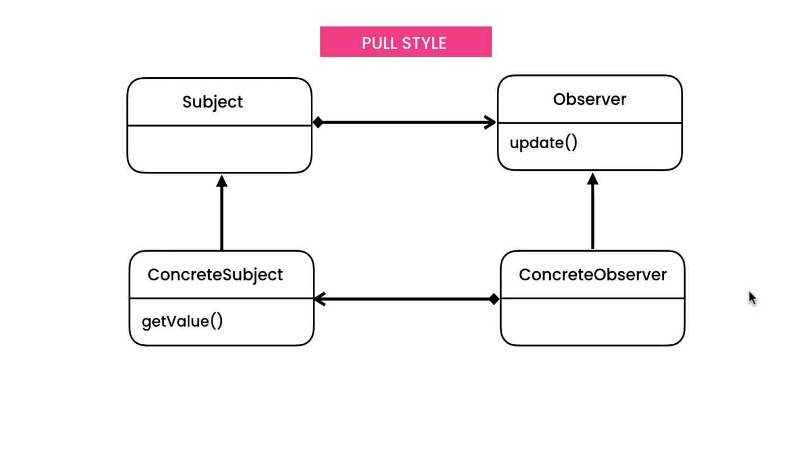In reality, there is no zero coupling in software. We always have some kind of coupling. But what matters is the direction of the coupling or the direction of the relationship. In this case, even though there is coupling between the concrete observer and the concrete subject, the direction of this coupling or relationship makes it an acceptable type of coupling. Over the next two videos, we're going to see both these approaches in code.